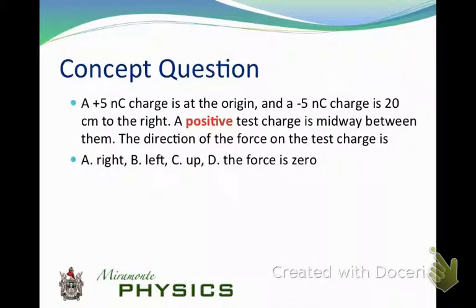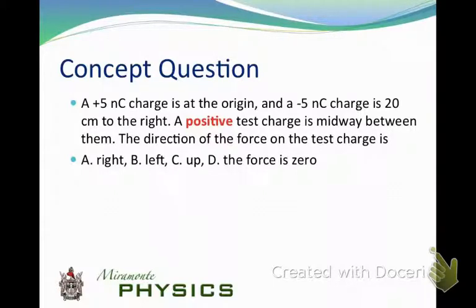Okay. And this is a really good question. So you're going to have to sketch this one out and work it through. All right? A 5 nanocoulomb charge is at the origin, and a -5 nanocoulomb charge is 20 centimeters to the right. A positive test charge is midway between them. Find the direction of the force on the test charge. Okay, a test charge is like a little charge that doesn't have any mass. If I put something plus here, where is it going to feel a force? Is it going to be to the left? Is it going to be to the right? So imagine a little positive charge. Which way is it going to feel the force? Okay, so that's the question.